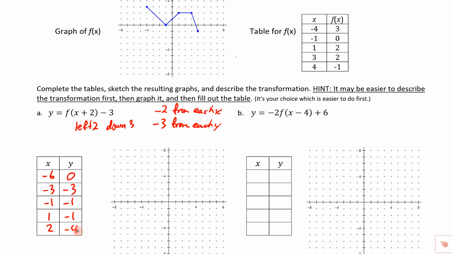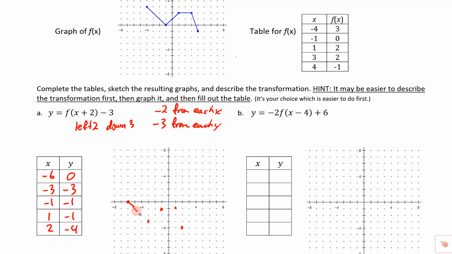Now let's go ahead and sketch these and then see what it looks like. So we should have a point at -6, 0. So we'll be right there. -3, -3. So -3, -3 would be right there. -1, -1. So right there. And then 1, -1 right there. And then 2, negative 4. So over 2 and down 4, so we'd be right there.